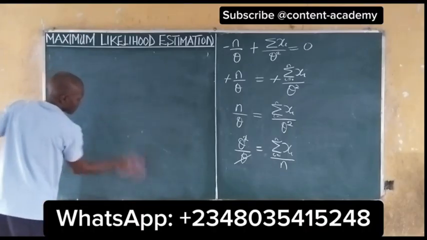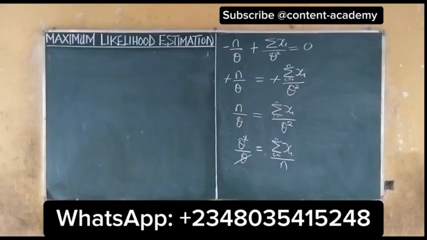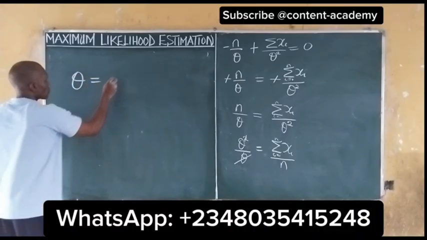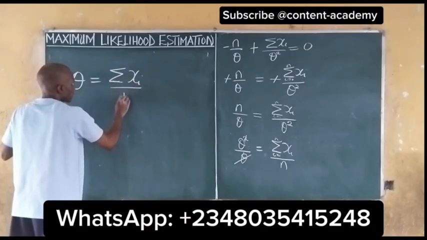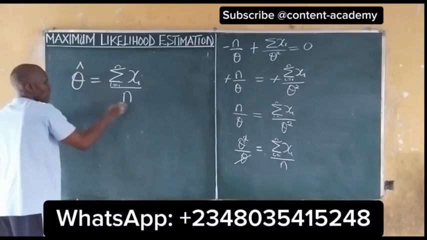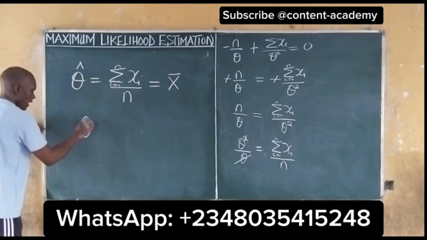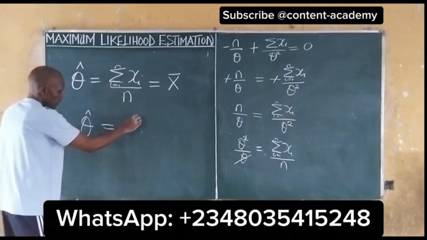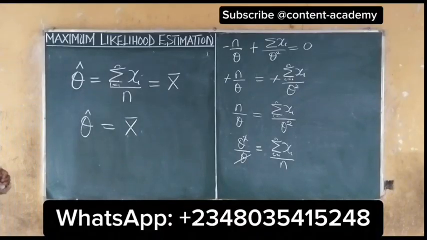So we can simply write the maximum likelihood estimate of theta. The maximum likelihood estimate of theta will now be theta hat equal to summation of xi over n as i running from 1 to n. So this becomes our estimate. Of course, this is the mean. So it means that our theta estimate for the exponential distribution is equal to x bar.